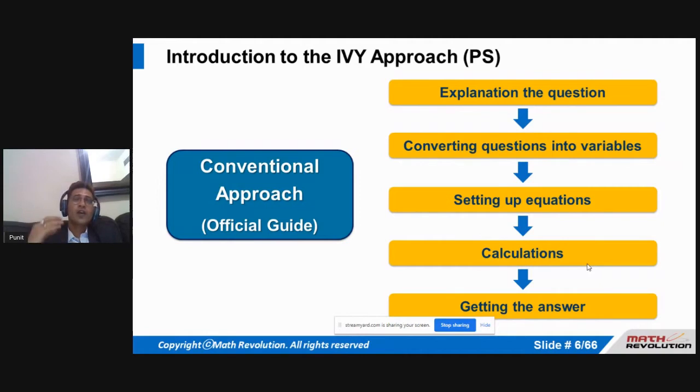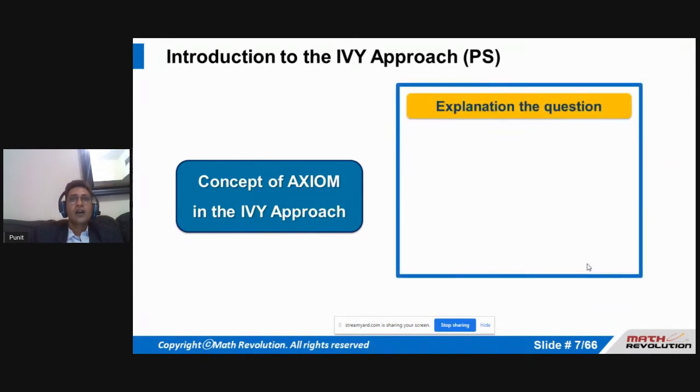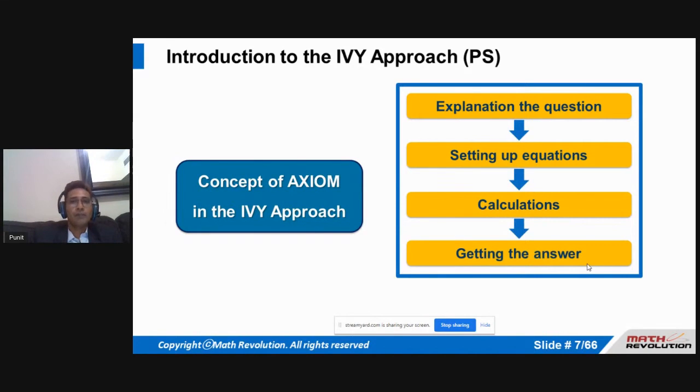These are the major steps, not counting all the sub steps involved within them, because the calculation itself is not just one step. It may have 4 steps in it, so you can see how lengthy this particular solution could be. But when we talk about the axiom that I would be discussing today, the highlight of the IV approach, because the IV approach comprises axioms and everything, how do these 5 steps get reduced is the major point.